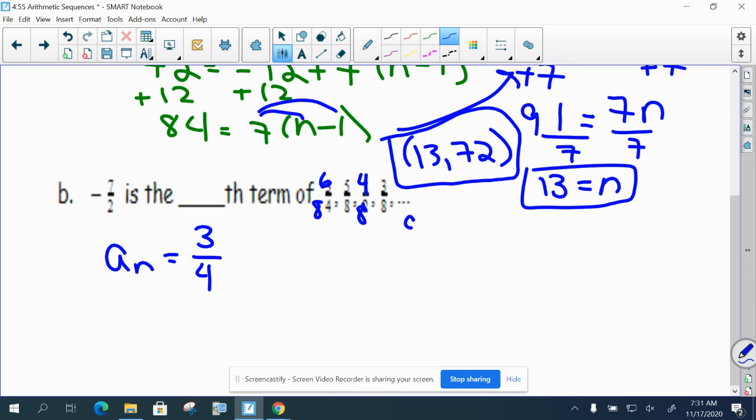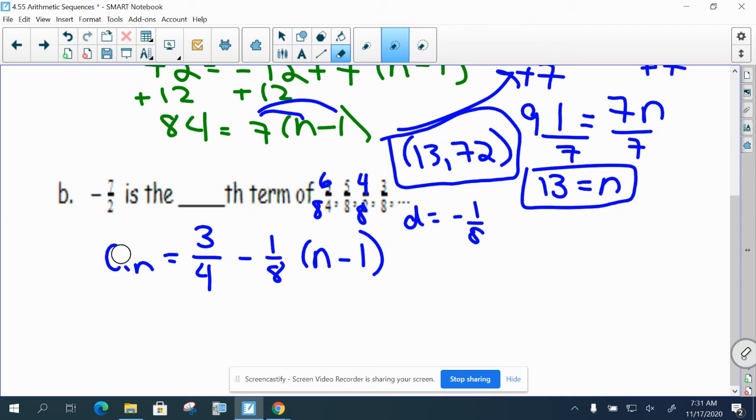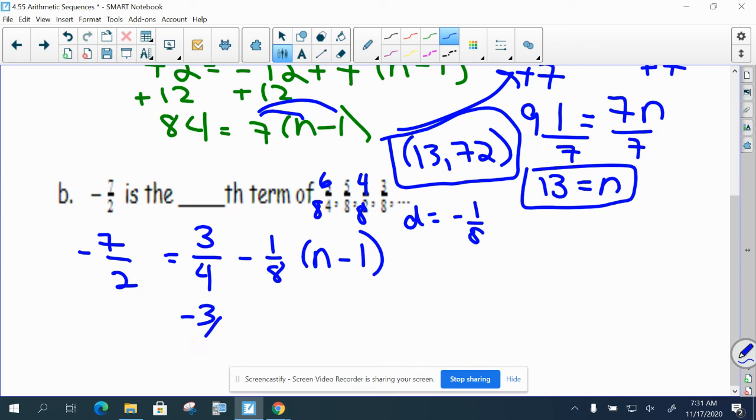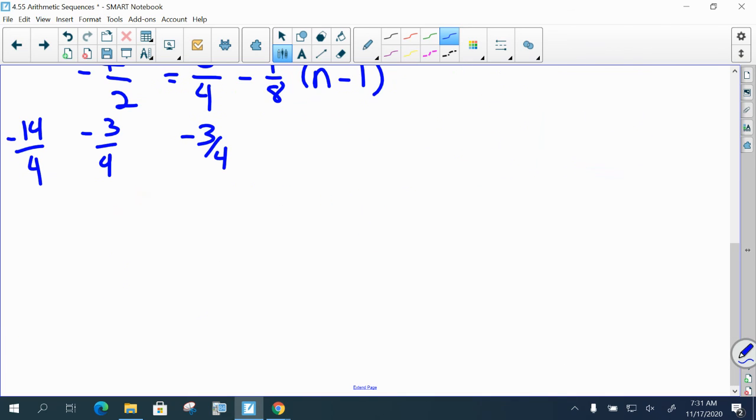So actually your common difference is -1/8. You're decreasing 1/8 each time. So it's -1/8 times n minus 1. And then you're going to replace -7/2 with a sub n. Just going to put that in there instead of rewriting the whole thing. All right, so go ahead and then subtract the 3/4. Okay, you can do this in your calculator, or negative 7/2 with a denominator of 4 would be negative 14/4. So negative 14/4 minus 3/4 would be negative 17/4. And then equals negative 1/8 times n minus 1.